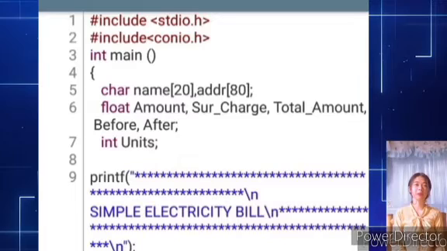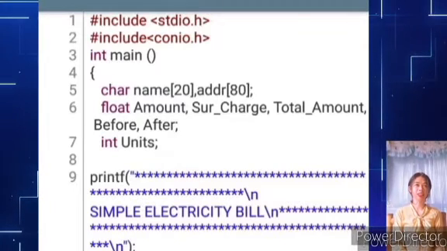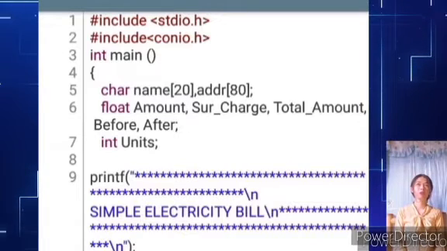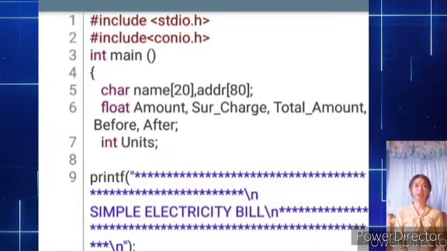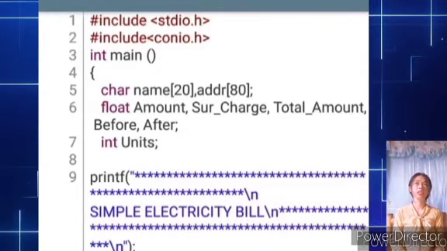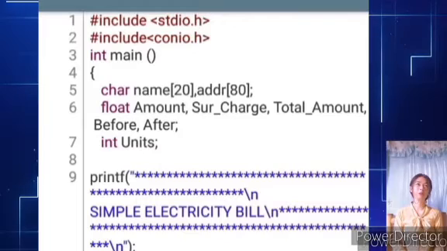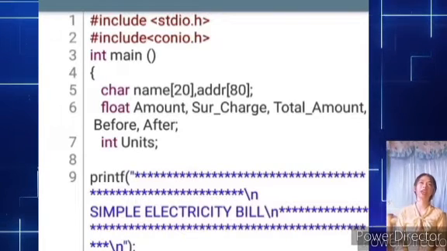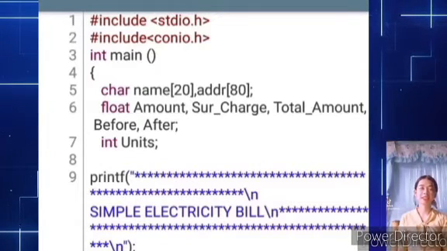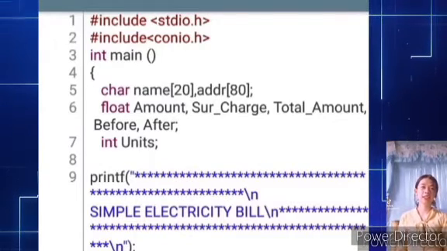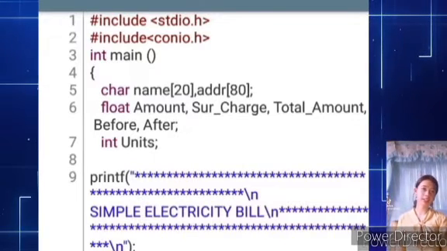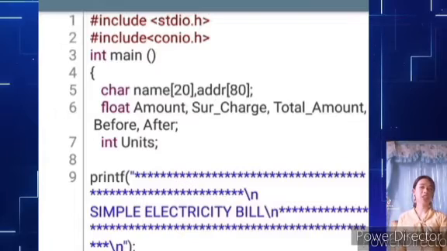Next, char name size 20 and address array size 80. Float amount, surcharge, and total amount. Before and after. Int units, since units are whole numbers, we will use int or integer data type. Next, printf, we have here 60 asterisks \n, simple electricity bill, \n and 60 asterisks, then \n.